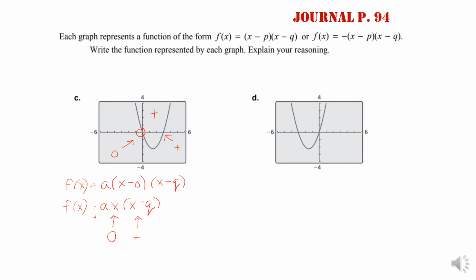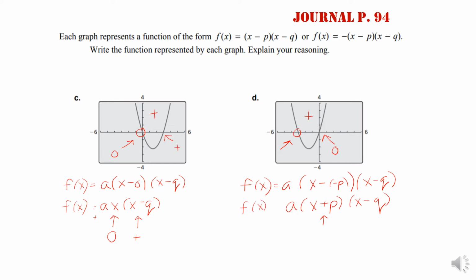Okay? Over here we have another positive one. We have one negative intercept and one that equals 0. So we're going to go f of x equals a, and this time when we put our p in there, we're going to say it's a negative p. It's a negative intercept. And then we have x minus q. And so if we simplify, we get a, x plus p and x minus q. And when we see this, we'll recognize that we have a negative intercept and one positive intercept.